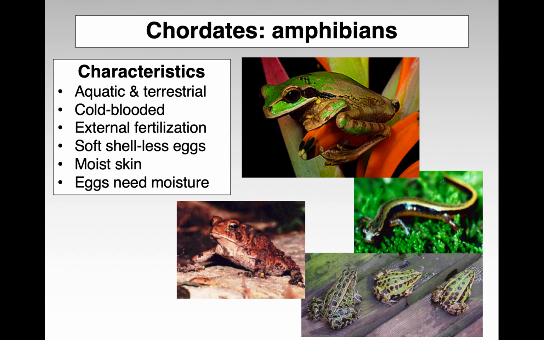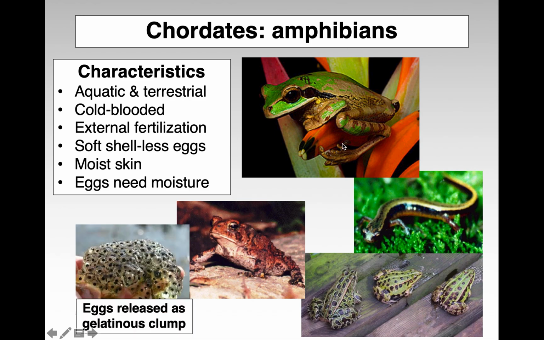So they're aquatic and terrestrial. They're cold-blooded. And remember, cold-blooded does not mean they have cold blood. It means that their blood is the temperature of whatever environment they're in. They have external fertilization and soft eggs without shells that need a really moist environment. They also have a lot of diffusion through their skin.